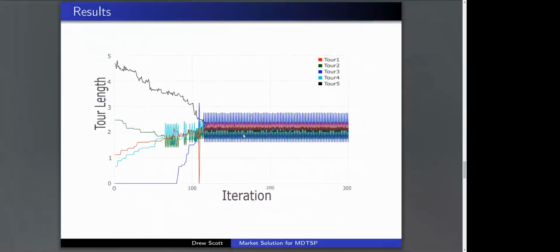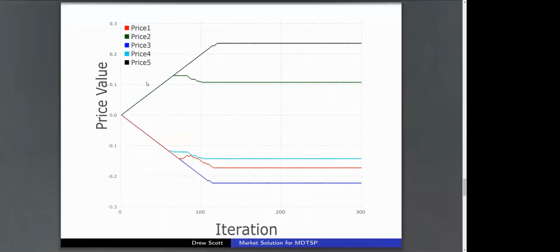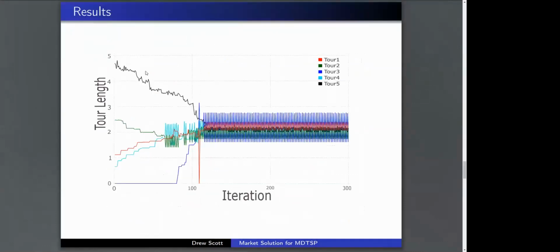So this one's for tour length over iterations, and the tour length in black for tour 5 is the greatest. And we see over these iterations it's decreasing. And that's because in this chart, we see the prices for the same problem. The price for tour 5 in black is increasing over iterations. And as that price increases, less and less nodes are picking that, as it's no longer the one of minimum cost for them. So as less nodes are assigned to that salesman, we see the tour length decreasing then.